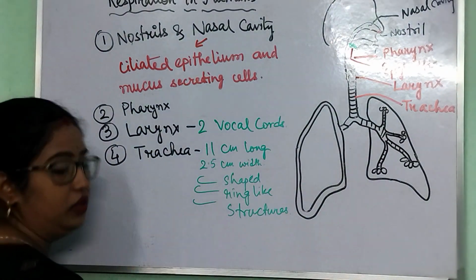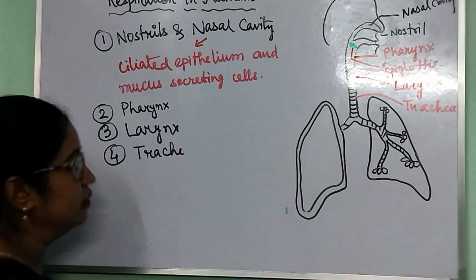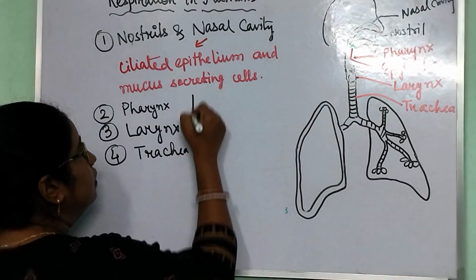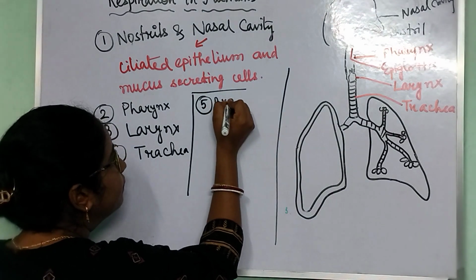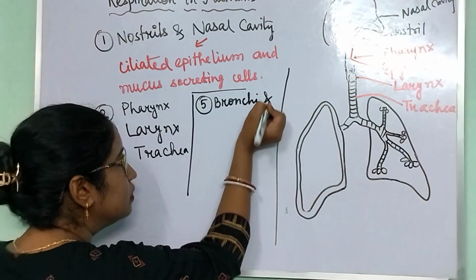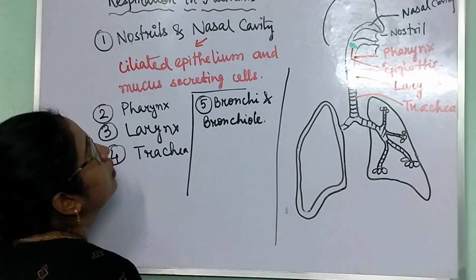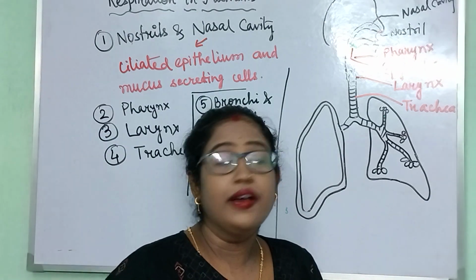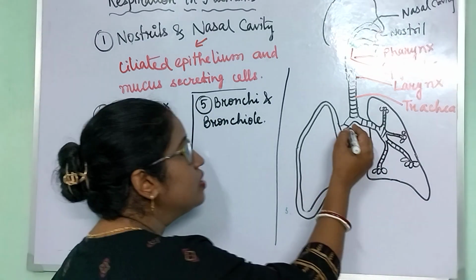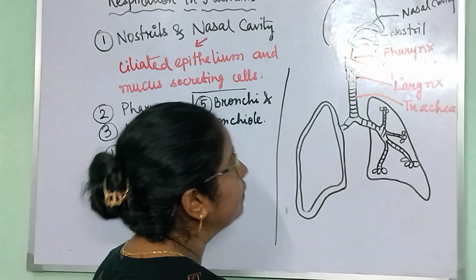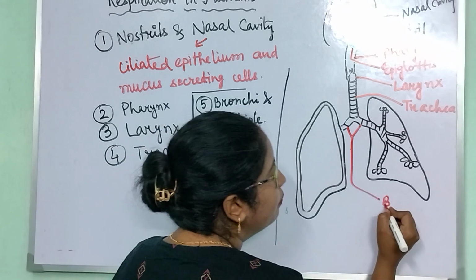So the next part, the fifth part, is the bronchi and bronchiole. The trachea branches off into two parts, and these two parts are known as bronchi.